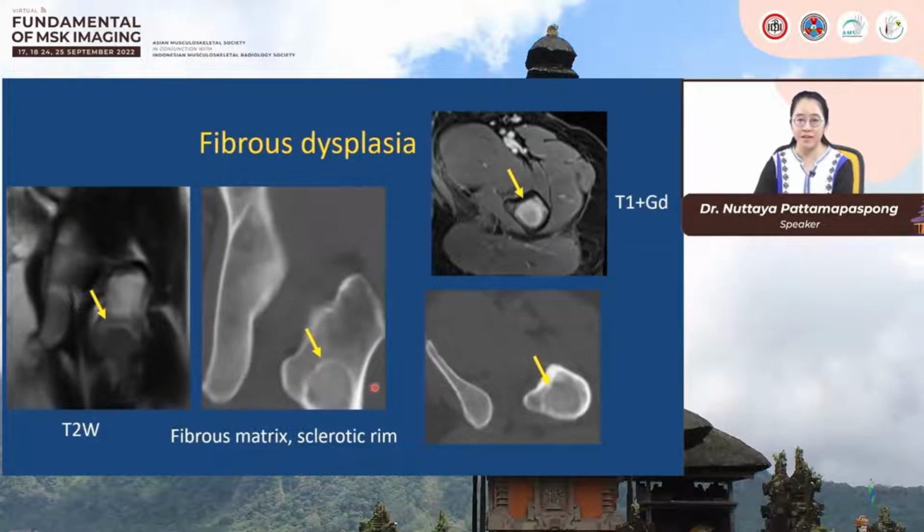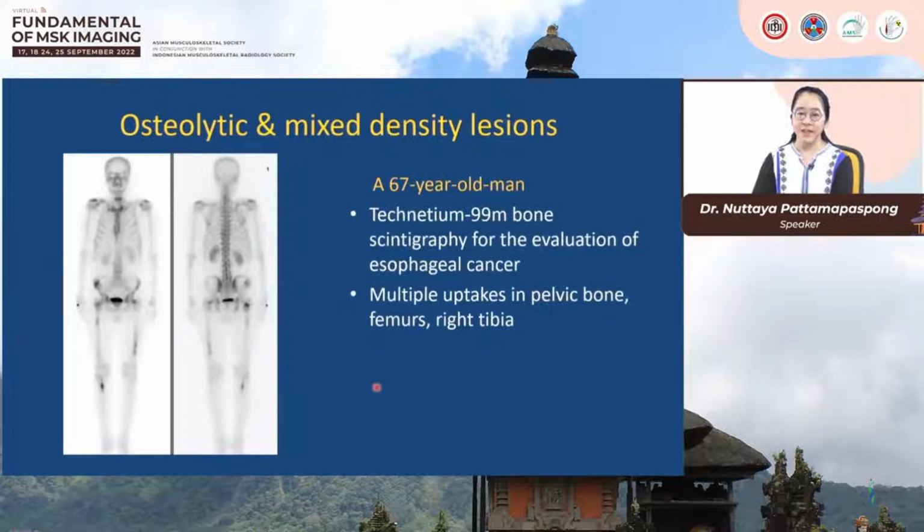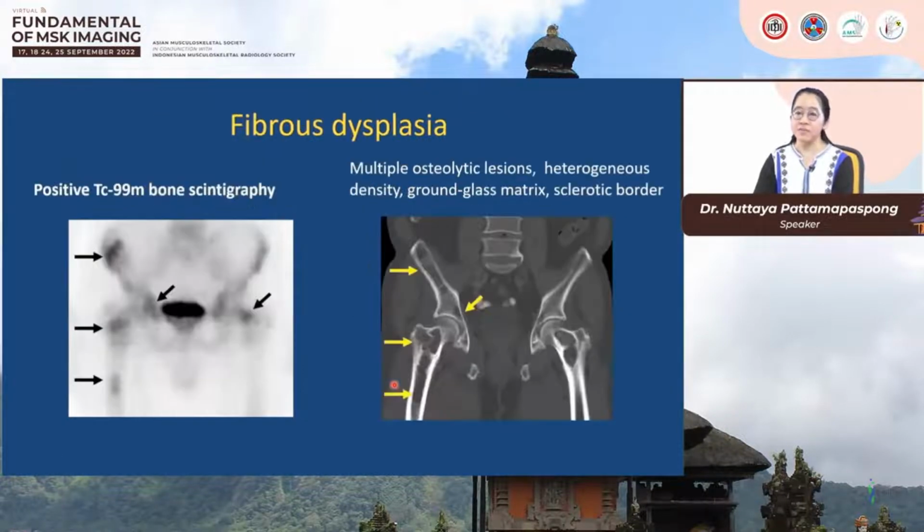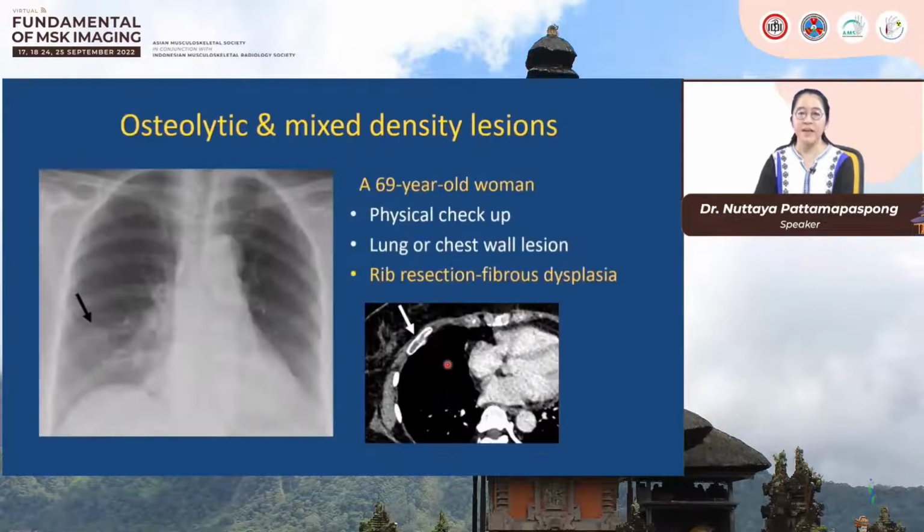typical for fibrous dysplasia. Another case: a man came for investigation of esophageal cancer, and we found multiple uptake in pelvic bones, femurs, and tibia. The corresponding CT scan shows multiple osteolytic lesions with typical ground-glass matrix as well as a sclerotic border, typical for fibrous dysplasia as well.